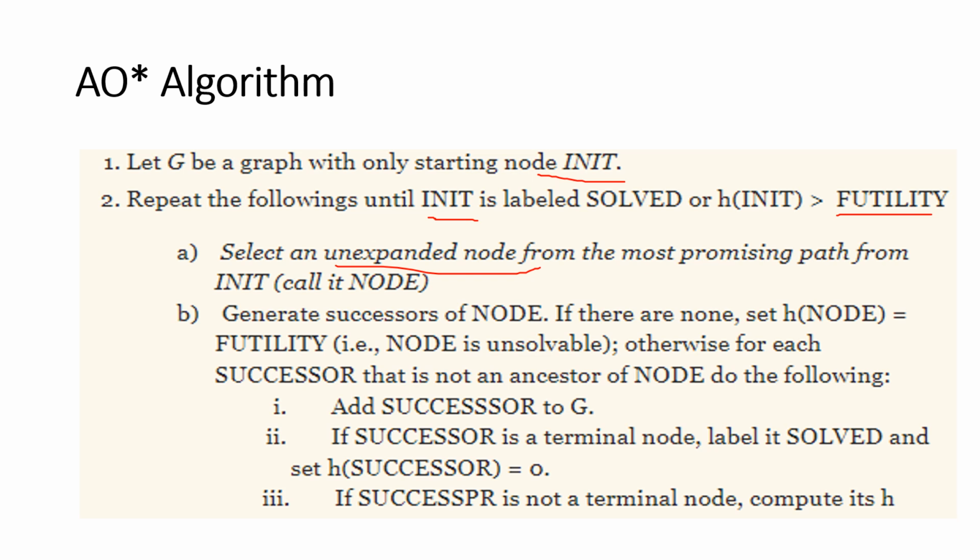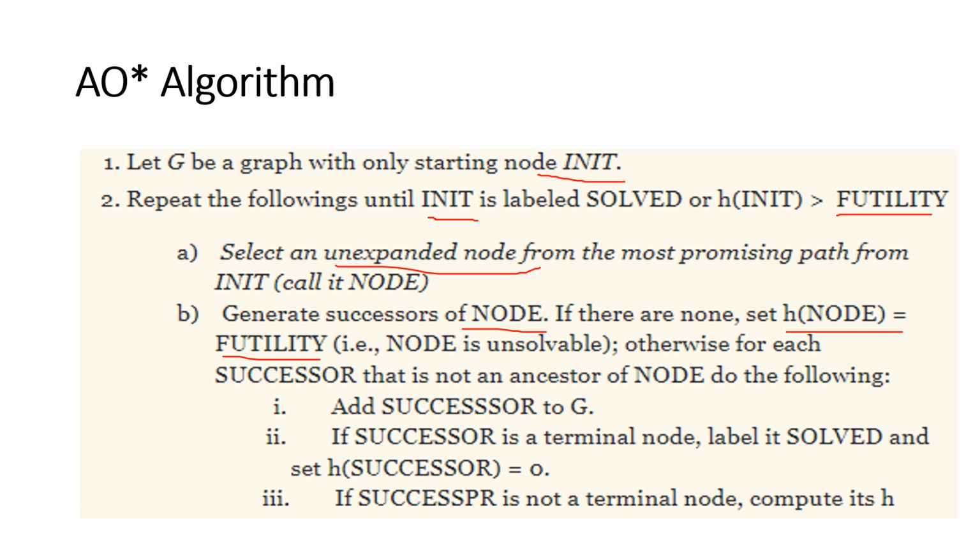That means AO star always stays focused on the best looking solution so far. Then generate the successors of that node. If there is no successor, the node is dead. We can mark it as unsolvable. Then set h of that node equal to the futility. So we are updating the futility. If there are no children, there is no solution from here.